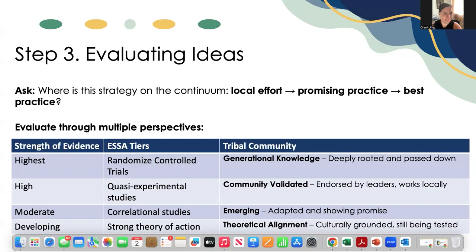Step 3 is about choosing strategies that are not just possible, but effective and relevant. Ask yourself, where does this strategy fall on the continuum? From a local effort you're testing to a promising practice to a best practice with strong results. To figure that out, you can use multiple perspectives together. For example, ESSA's evidence tiers range from tier 1, which is strongest and based on randomized controlled trials, to tier 4, which is based on a strong theory of action, but hasn't been rigorously tested.